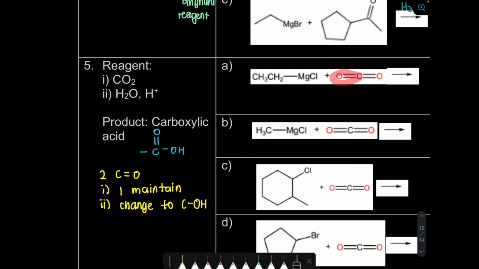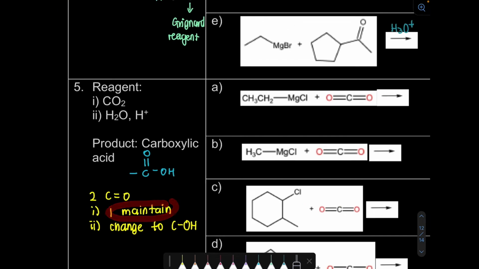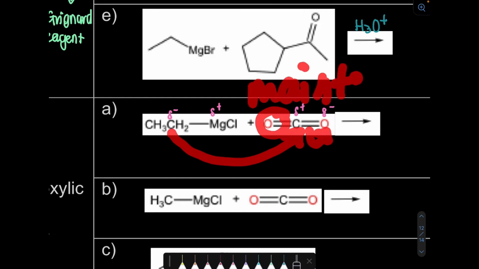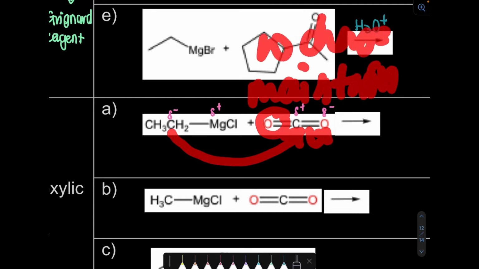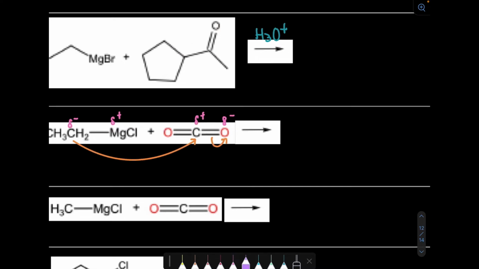So let's look here. Our reactant has two C double bond O. So which one is maintained, which one is going to change? Let's look at a quick mechanism here. Okay, we do the partial positive, partial negative, right? But then if we do the curly arrow, as we can see, this C double bond O has no change, it is just maintained. So that's why we can maintain one of our C double bond O, and the other one will undergo some changes.